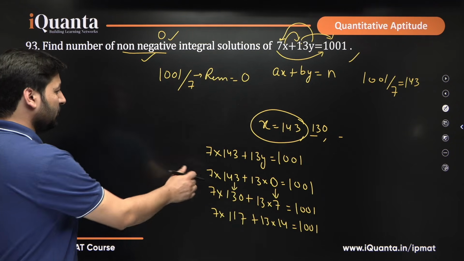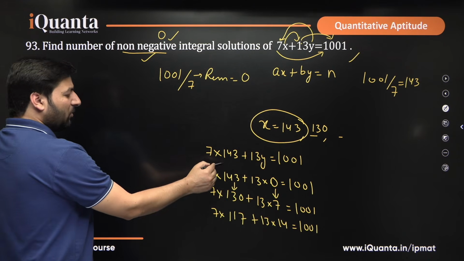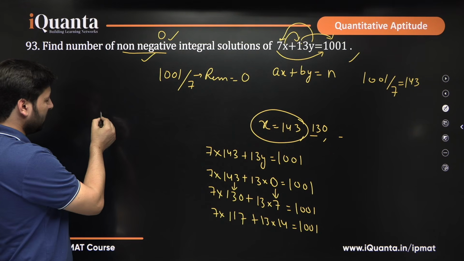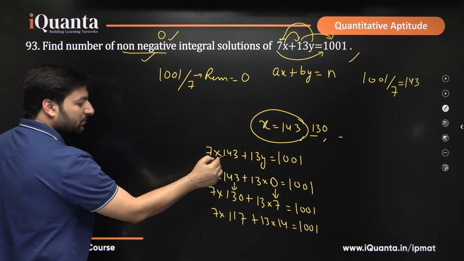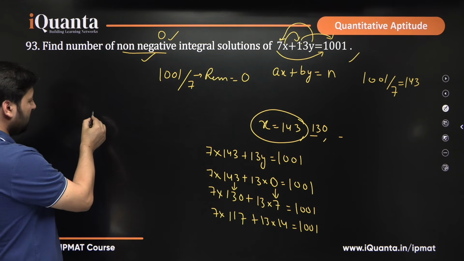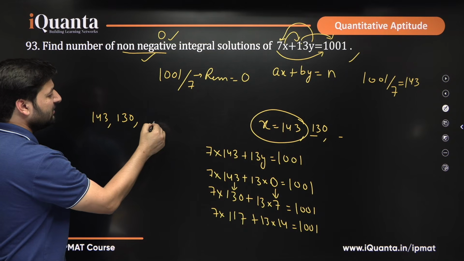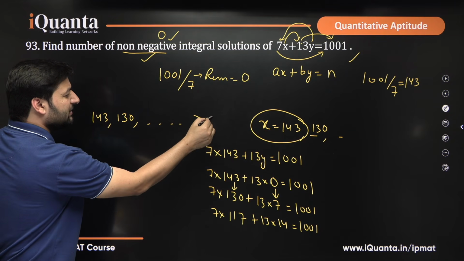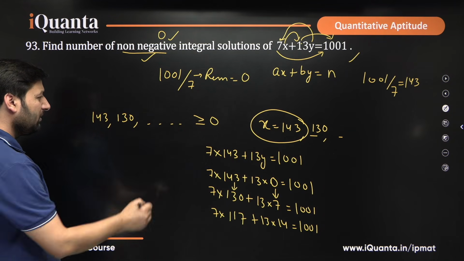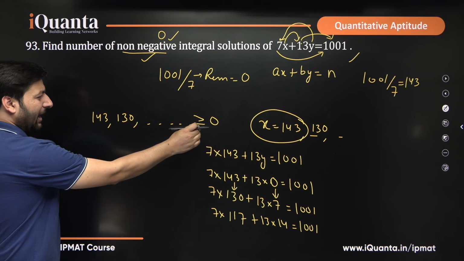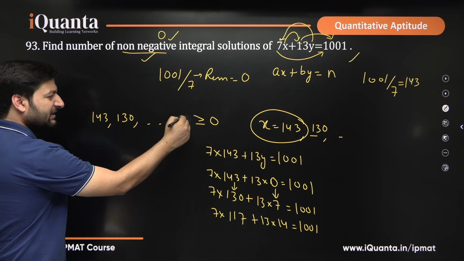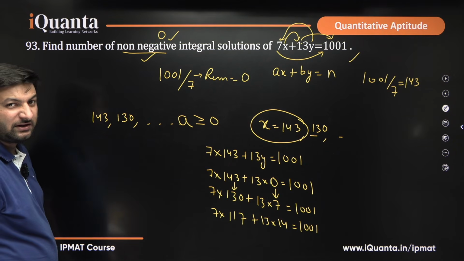Okay. So, you are starting with how much? 143. This is like an AP, because the difference here is fixed. You are starting with 143, you are going down by 13, and then you always have to stay greater than or equal to 0. So, I do not know the first term of this series, let it be a, which has to be greater than or equal to 0.